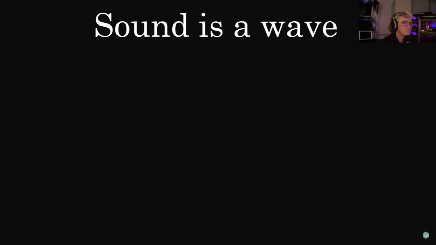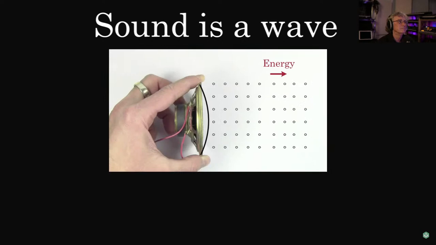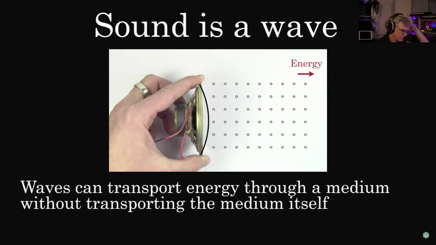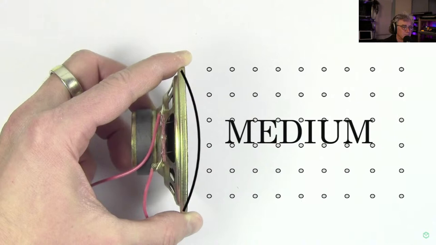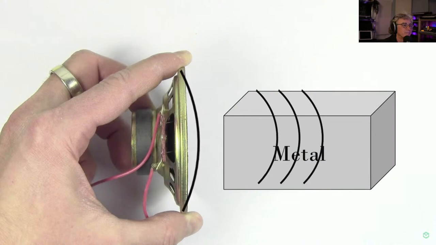So this is why we call sound a sound wave, because it shares the defining feature of waves, which is being able to transport energy through a medium without having to transport the medium itself. Medium is a fancy word for the material or substance through which a wave is traveling. Air is typically the medium for situations involving sound waves, but sound waves can travel through all kinds of different materials, like water, metal, or even human flesh and bone.